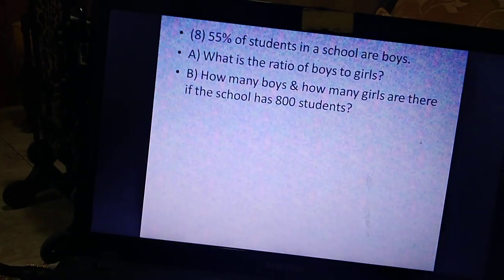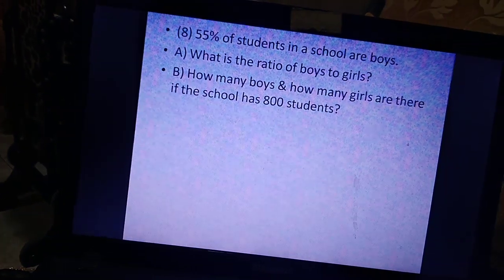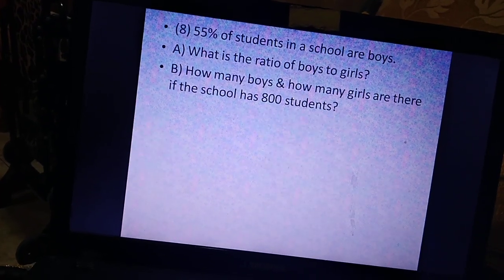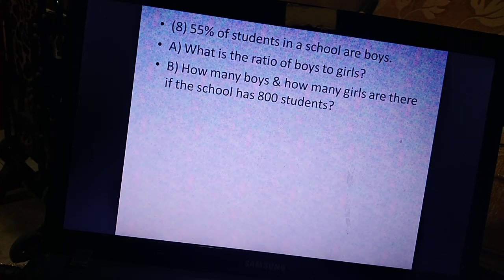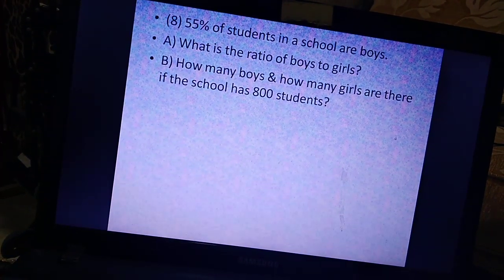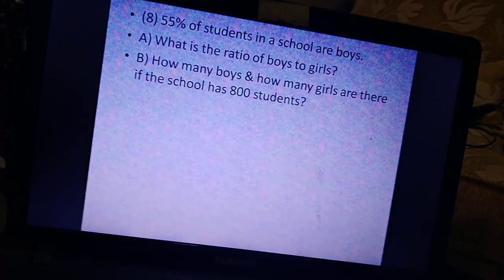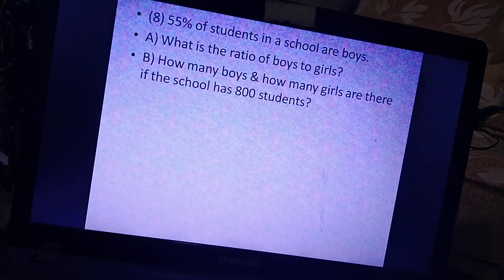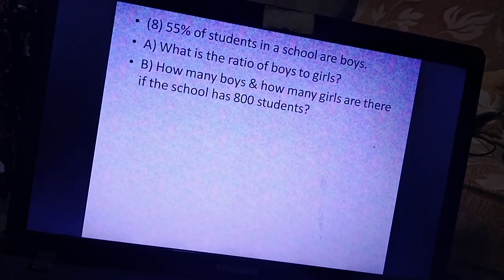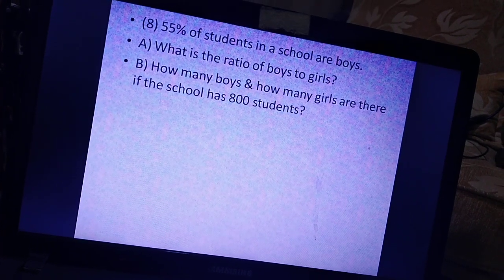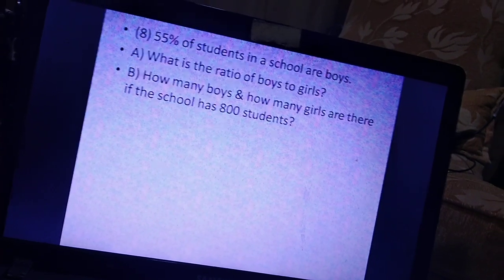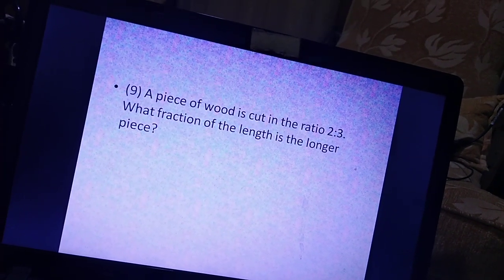Our next example is about a school in which 55% are boys and the rest, of course, are girls. Part A of the question wants you to calculate the ratio of boys to girls. Part B wants you to calculate the number of boys and the number of girls in the school if the total number of students is 800. This is the question I want you to solve as homework and send it to me before next Thursday. So let's move on to the next question.